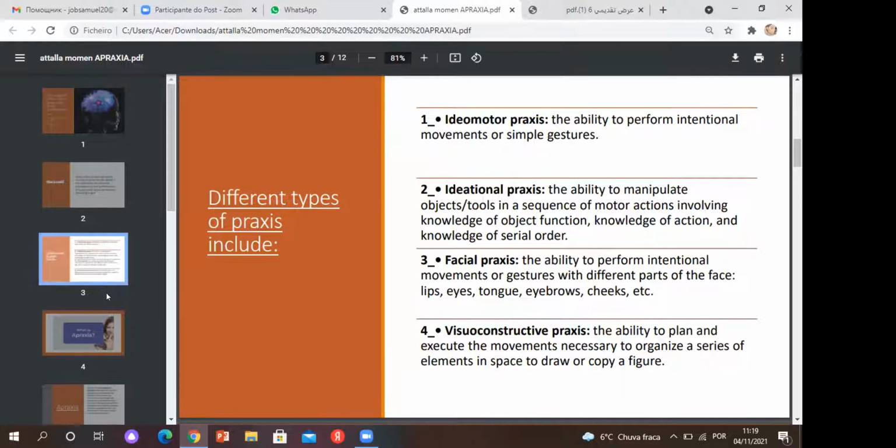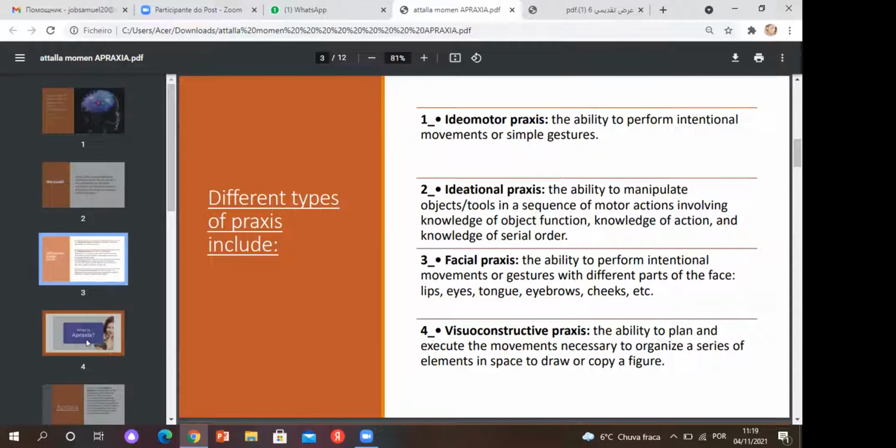There are different types of apraxia, including four types. First one, motor praxia. Motor praxia is the ability to perform intentional movements or simple gestures. Second one, ideational praxia. This is the ability to manipulate objects or tools, a sequence of motor actions involving the knowledge of object function, knowledge of action, and the knowledge of serial order.